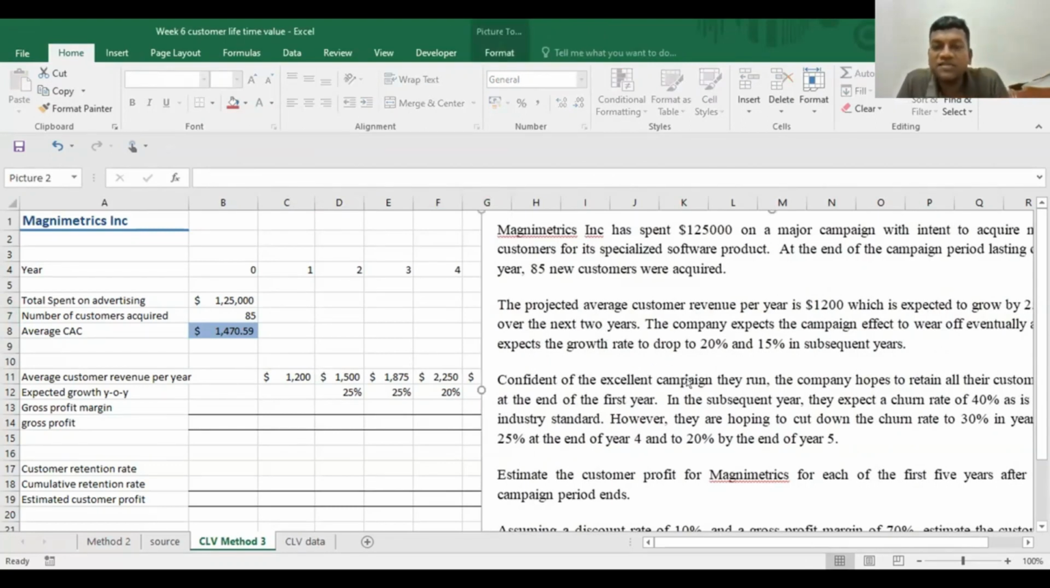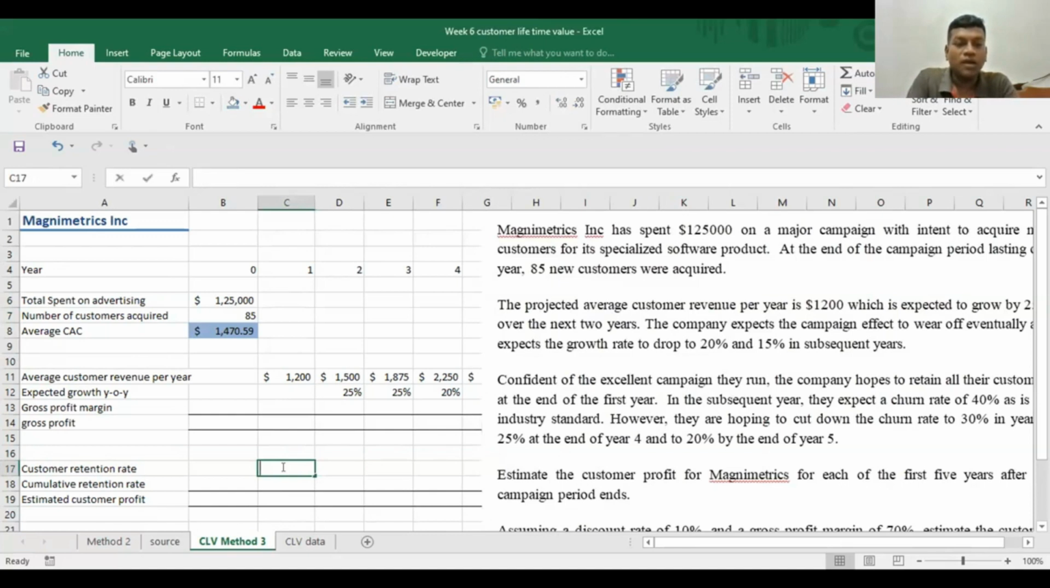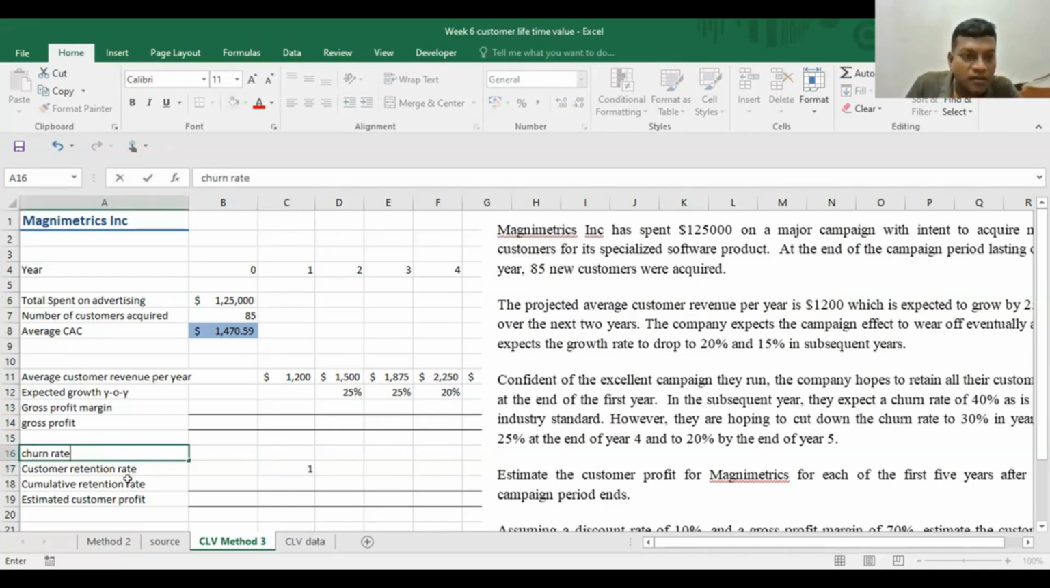Confident of the excellent campaign, the company hopes to retain all the customers at the end of the first year. So the first year customer retention rate, you're going to retain everyone. So that's going to be 100%, or 1. You're not losing anyone. In the subsequent year, they expect a churn rate of 40%. So let's put churn rate here. Churn rate is 0.4.